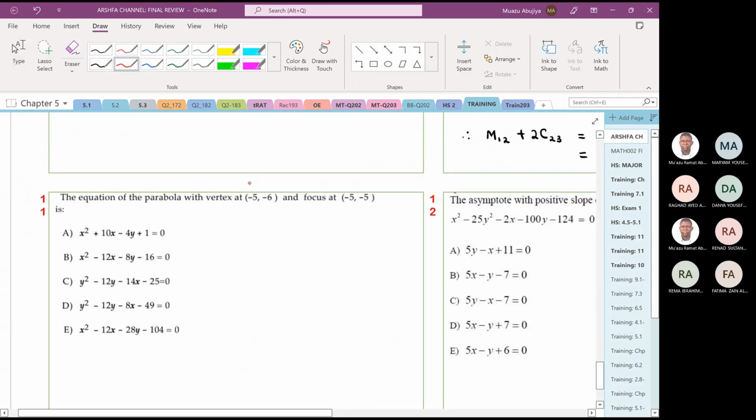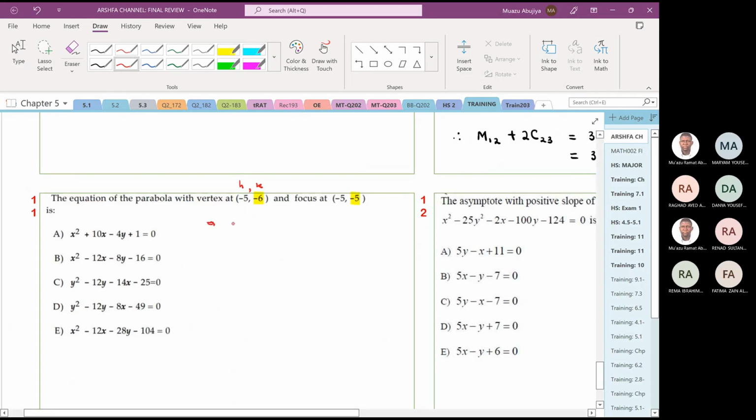The vertex here we have H, and here we have K. The vertex of the parabola, we denote it as H and K. Then we have the focus of the parabola given to us. Now let us look at it very carefully. You will agree with me that the horizontal components are the same. Minus 5, there is no change. But when you look at this one, we have minus 6 and minus 5, there is a change. What does that mean? It means that we have a vertical parabola, because there is a change in y.